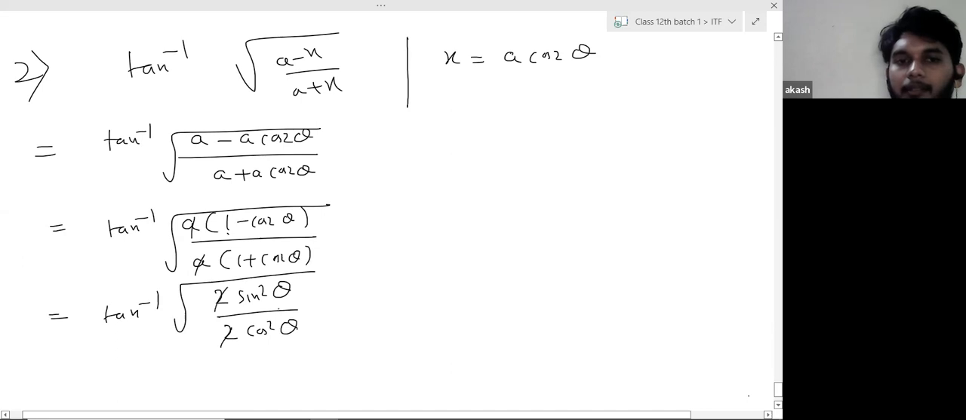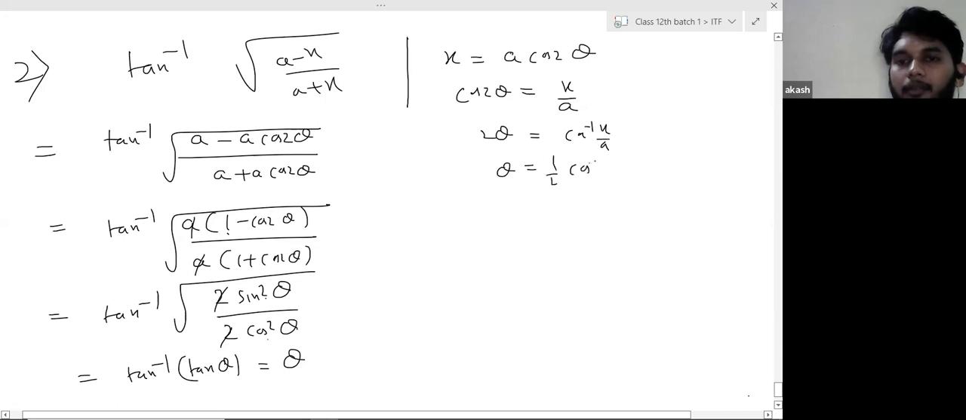So this is cancelled. This is tan square theta under root, tan theta. So tan inverse tan theta is theta. And theta again you can find from this. We have cos 2 theta as x upon a. So 2 theta is equal to cos inverse x upon a. So theta equals half cos inverse x upon a. All right, please note it down.